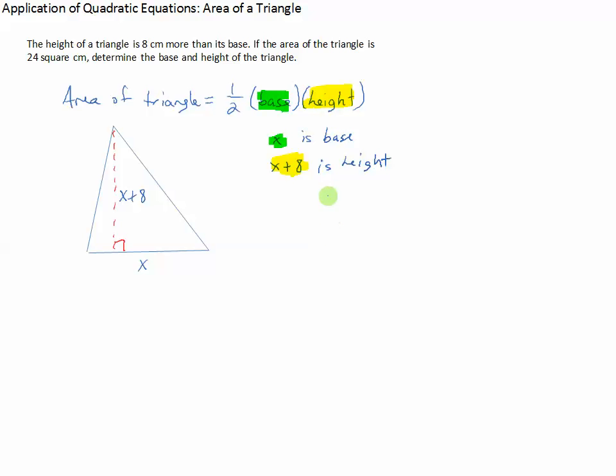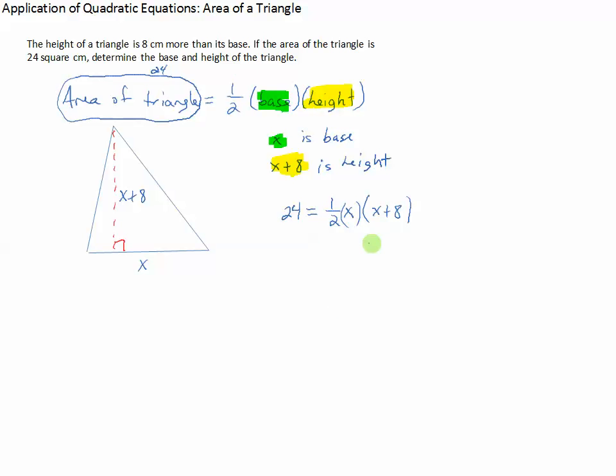So what we end up with is we have to now create an equation. What we know is the area of the triangle is 24 square centimeters. So we have 24, the area, equals 1/2 times the base, which is x, times the height, which is x plus 8. And in fact, let's go ahead and put parentheses around the x. They're not necessary, but now we can see that there are three things multiplied. Now we just have to solve this equation.